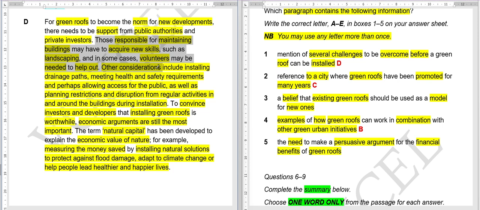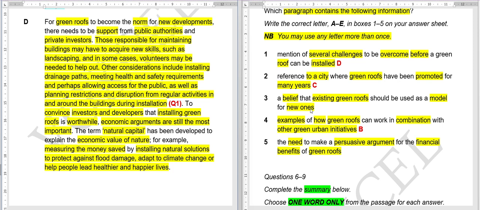We have to learn new skills. People responsible for maintaining buildings, sometimes we may need volunteers, and apart from that, in addition, we need these things also. So these are the challenges that we have to overcome before we install green roofs. I hope it is clear. Let's see if there is any other answer in this.